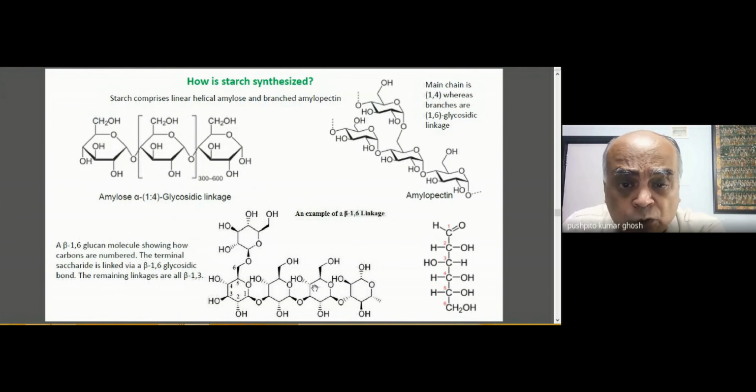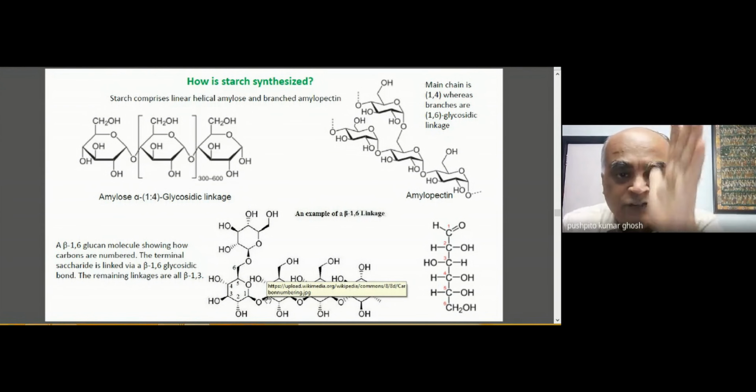Now, if I show you this, for example, what do you see here? We are talking about this molecule. Say I've got this one. Now, when both of those are shown like this, what it means is that this is beta because it's on the same side.